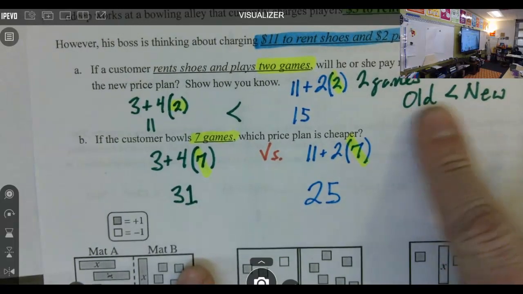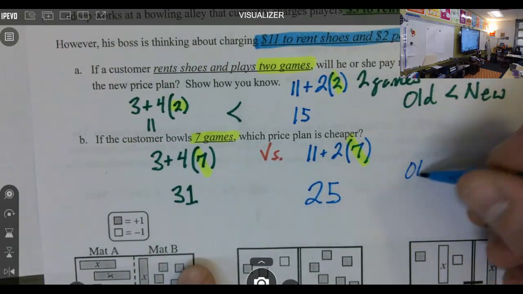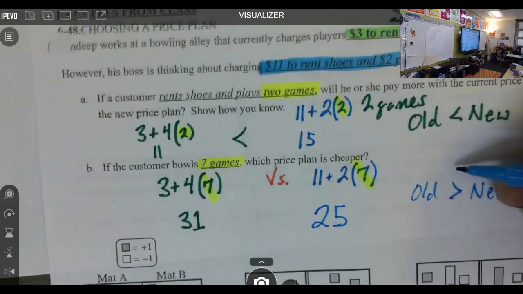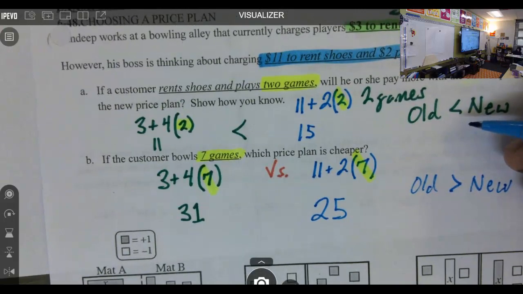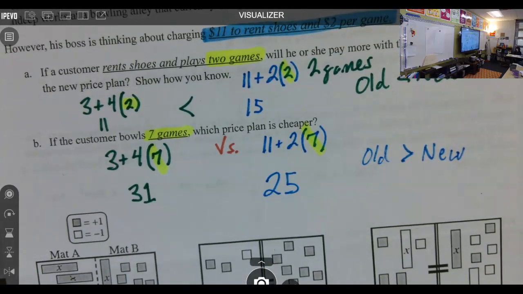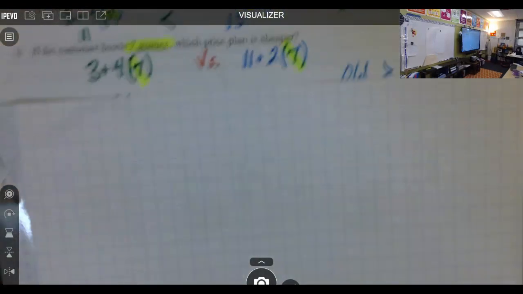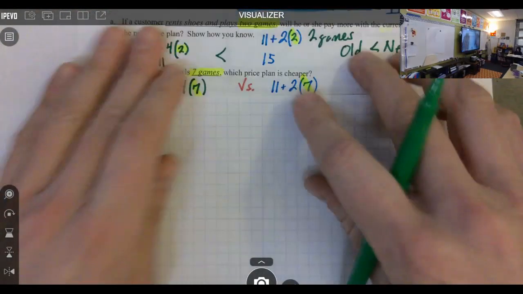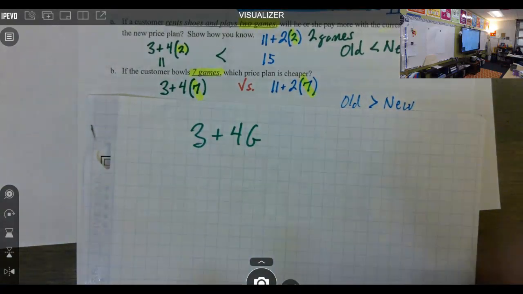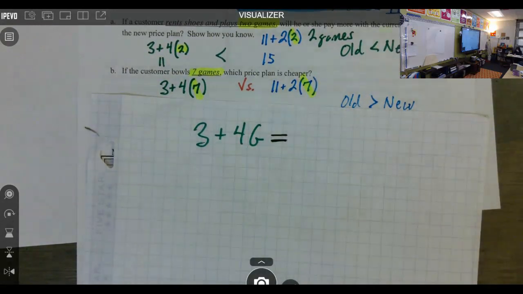So wait, hold on. I thought we said the old plan was cheaper. It depends. But now the old plan is more expensive than the new plan? Is there a point when they'd be equal? If you need to pull out your graph paper, I want you to try to solve when 3 plus 4G could be equal to 11 plus 2G, when the plans would match each other.